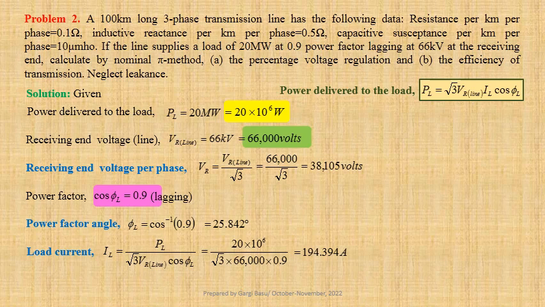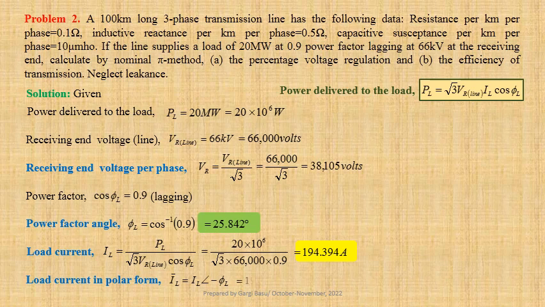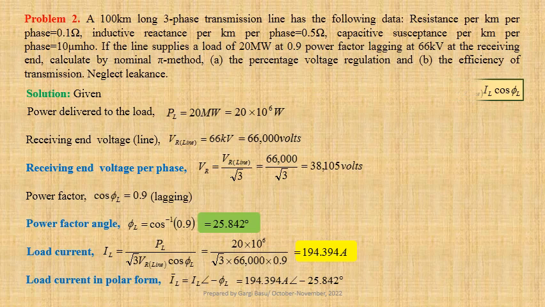194.394 ampere. Load current may be written in polar form as IL equals IL at an angle minus phi L, that is equal to 194.394 ampere at an angle minus 25.842 degree. In this case, load current IL equals receiving end current IR.